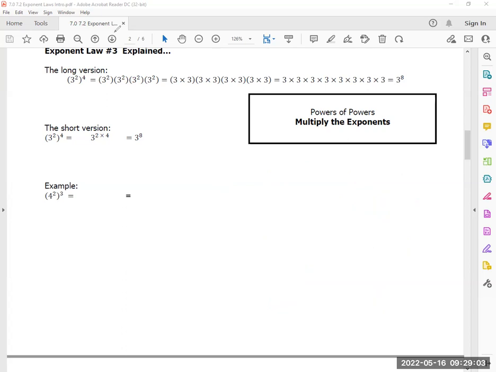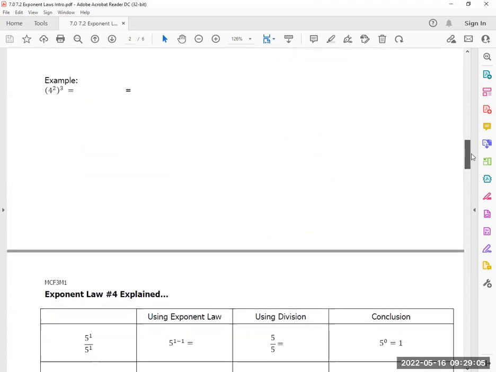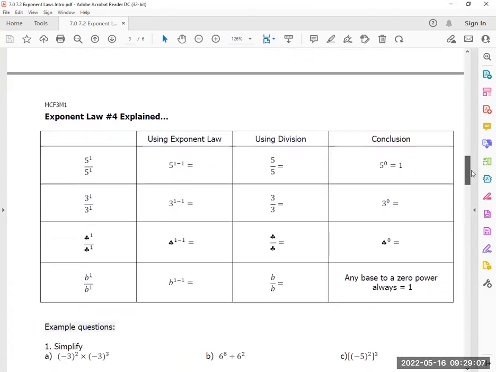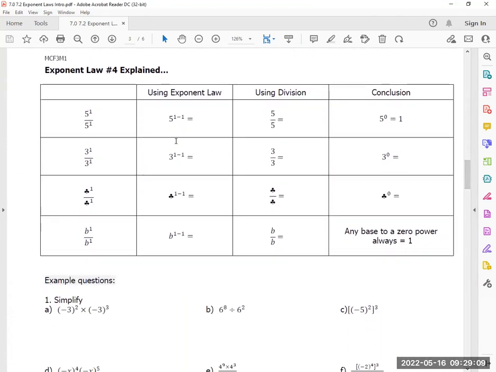Here's my explanation of number 4. So instead of just trying to convince you, I'm going to give you a bunch of examples instead. You have to remember your exponent laws though. You ready? 5 to the power of 1 divided by 5 to the power of 1. We can use our exponent laws. What does our exponent law say when you are dividing powers of the same base? What do you have to do with the exponent?